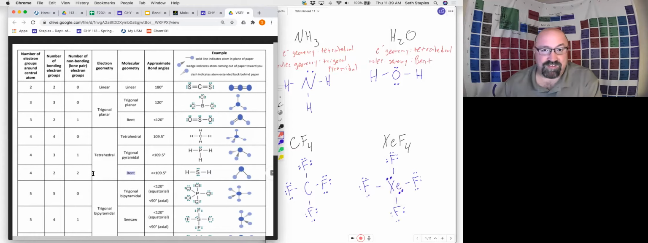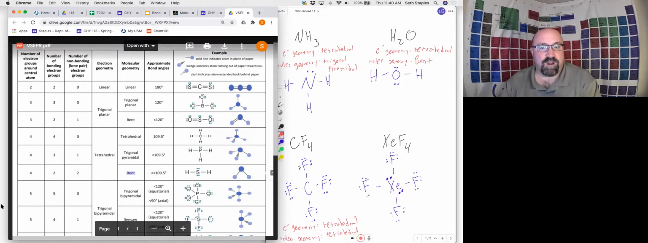CF4, we apply the same logic, 4 electron domains, and so we have an electron geometry of tetrahedral. All 4 of those are bonding. There are no non-bonding domains. And so our molecular geometry is also tetrahedral.